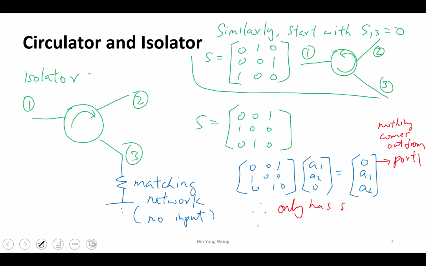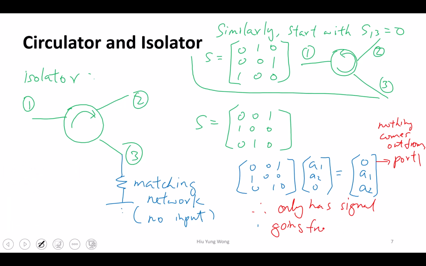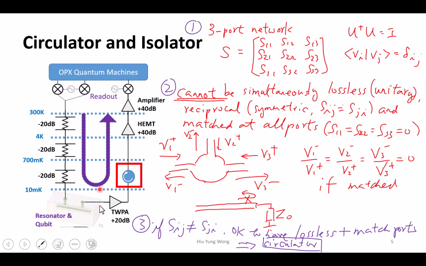Only signal going from port 1 to port 2. Okay, you only go in that direction. You cannot go back. And that's why it's an isolator. Now you look at this. We don't want any signal from the room temperature going back to this qubit. So that's why an isolator will be put here.